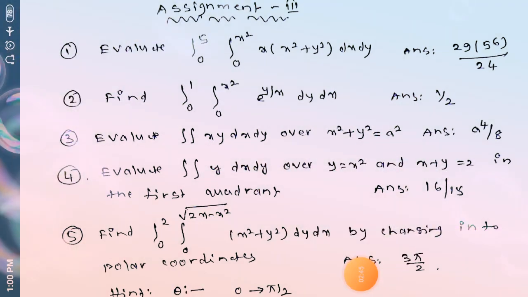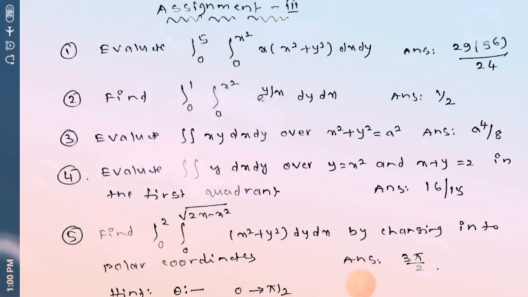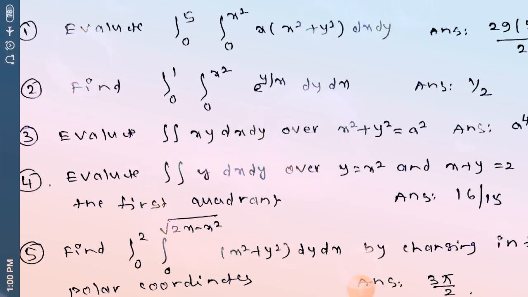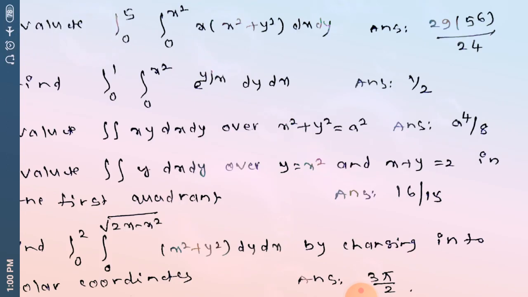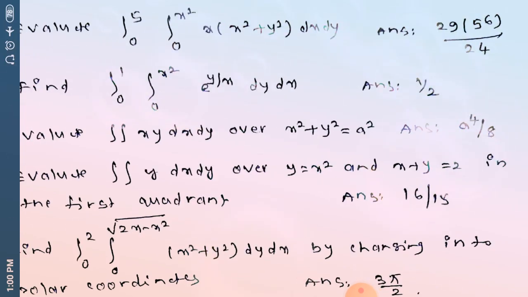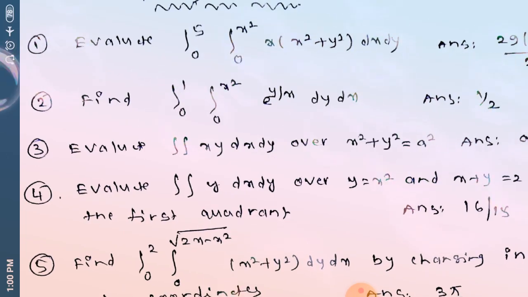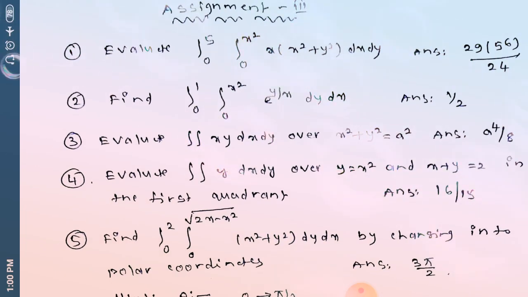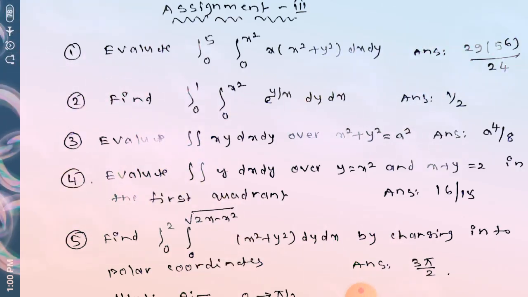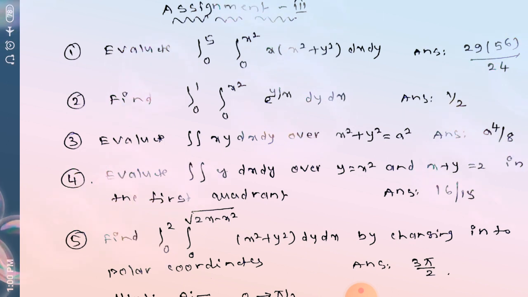Okay. Now coming to your third problem, evaluate the double integral xy dx dy over x square plus y square equal to a square. So this is about your third problem. In order to evaluate the double integral, you need to have two integral limits. But here limits are not given, only an equation is given, x square plus y square equal to a square.